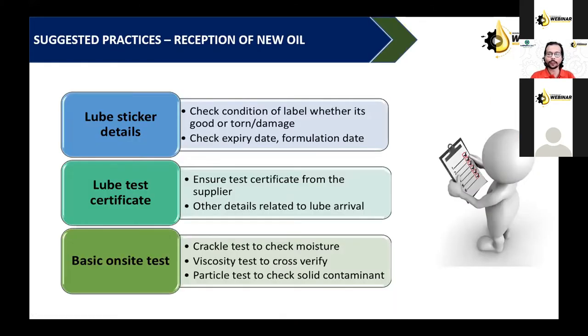So how to check whether the oil which we have received at our end is right or not? First of all, we can check the labels. If they are damaged or torn off, it shows that handling was not proper or maybe something is tampered. Then if the sticker or label is good, we have to check the expiry date or date of packaging or formulation, because oil, even if it is not in operation, has shelf life. Then test certificate, we have to ask from the supplier.